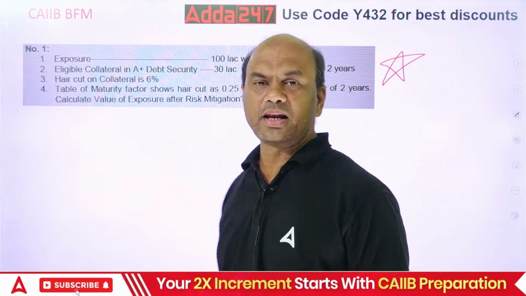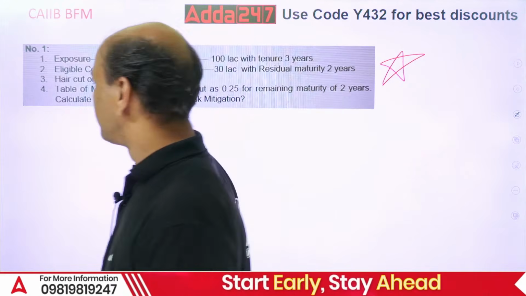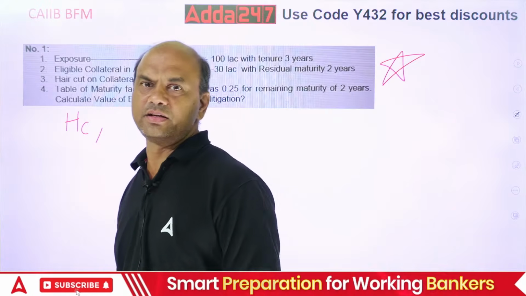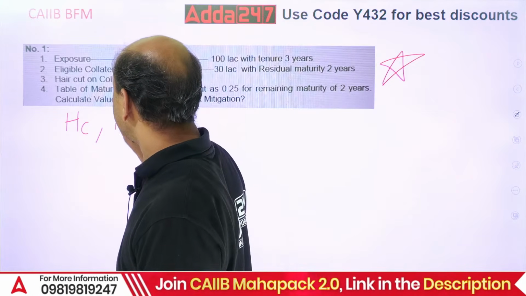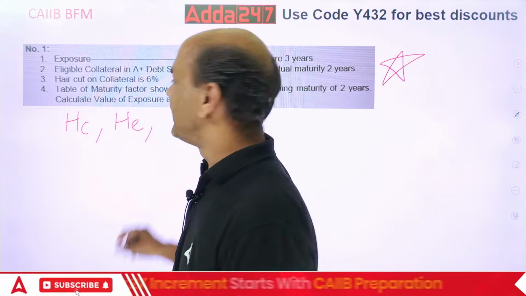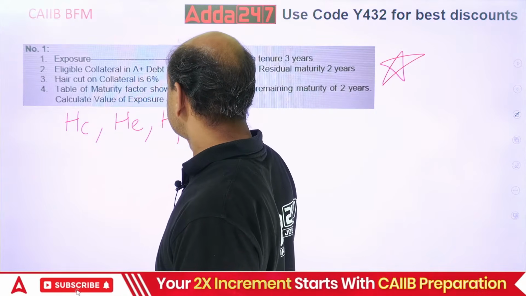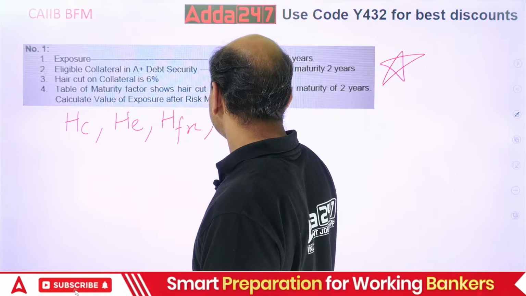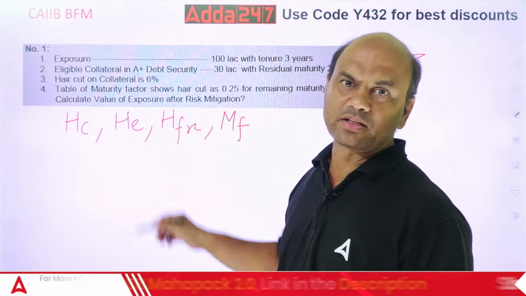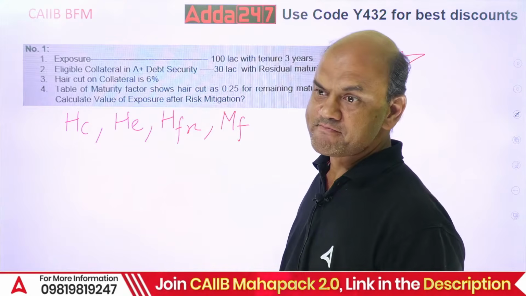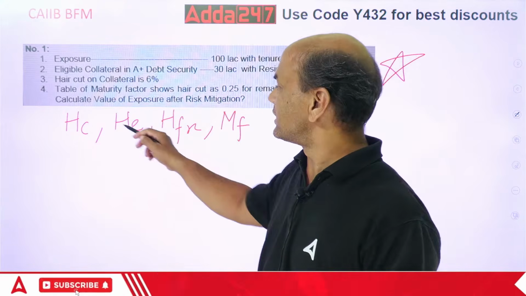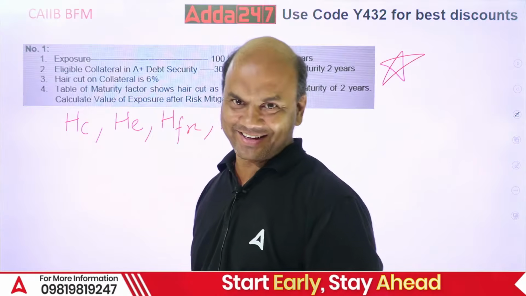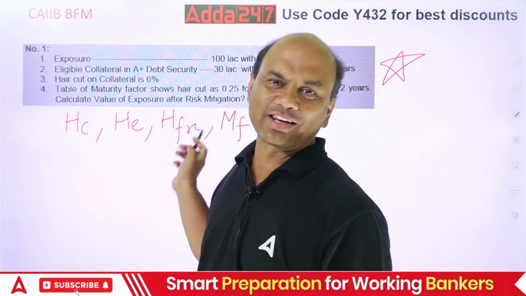See, there are basically 4 haircuts which you have to remember. HC, then HE, HFX, and one more is MF, maturity factor. These are the 4 main haircuts other than my haircut. My haircut is the best, means no haircut is required for me, right?